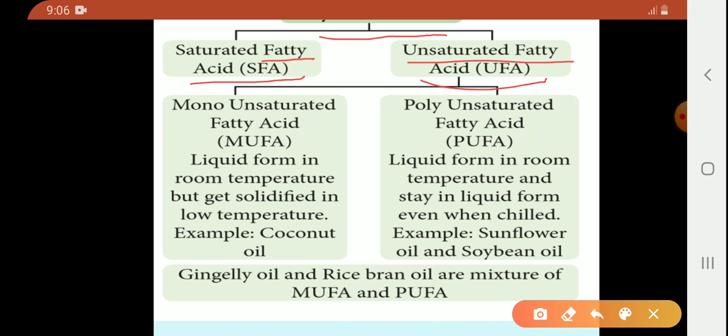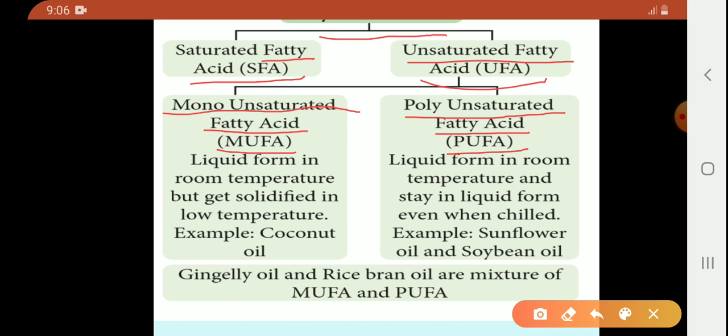This type of fatty acid has interlinked hydrogen bonds between the carbon atoms. So this unsaturated fatty acid is a complex fatty acid which is divided into two types, that are monounsaturated fatty acid, in abbreviated form called MUFA, and another type is known as polyunsaturated fatty acids, PUFA.